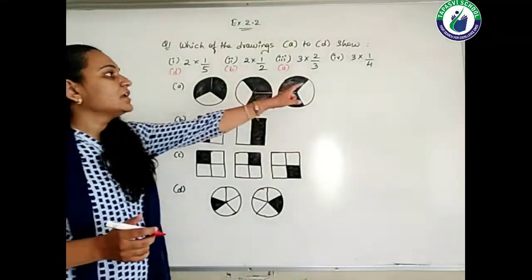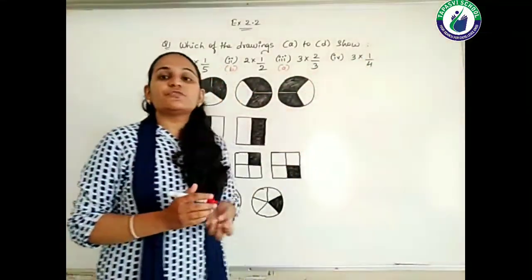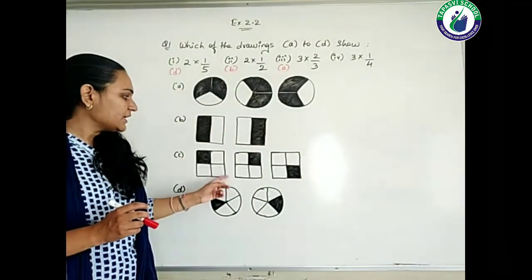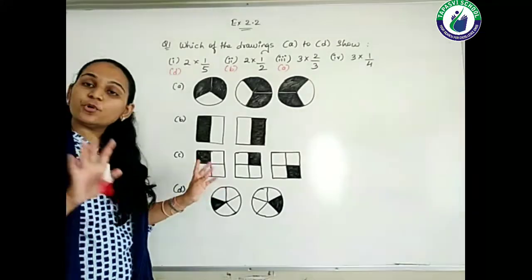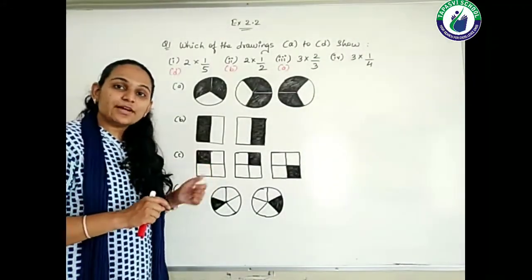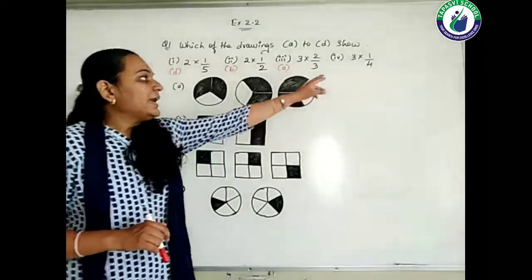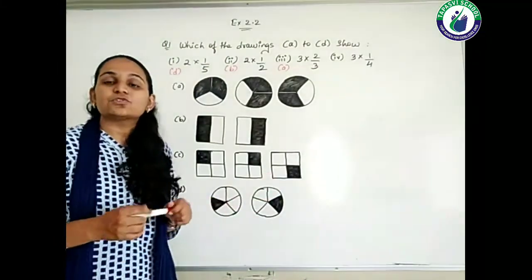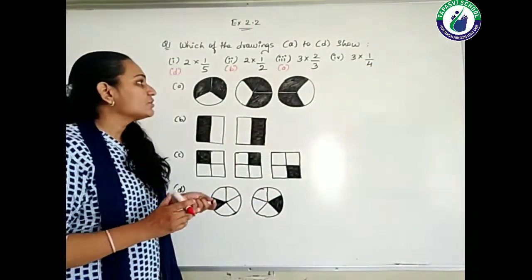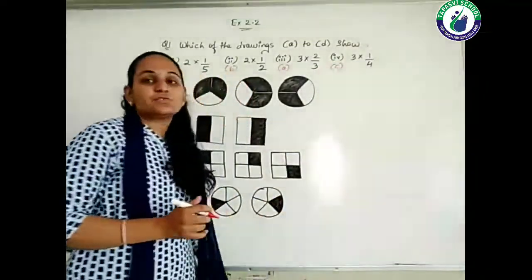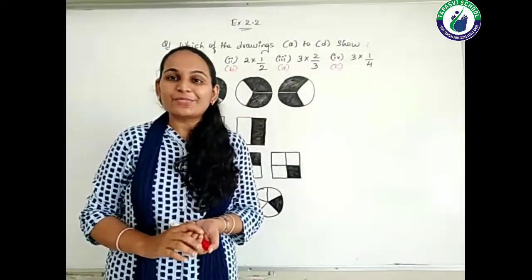Now the last one, 3 into 1 upon 4. So first we'll see 1 upon 4. Now this is completed, this one is remaining. So see 1, 2, 3, 4 parts are there, and out of 4 parts only 1 part is shaded, students, right? And how many such are there? See, 3 are there. 1, 2 and 3. Yes, so 3 into 1 upon 4. So the correct answer for the fourth one is C. Right, students? I hope you understood question number 1.